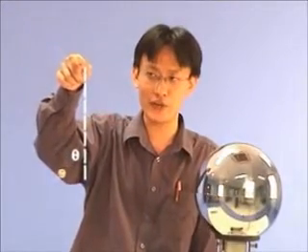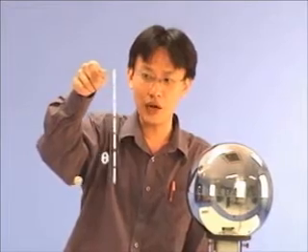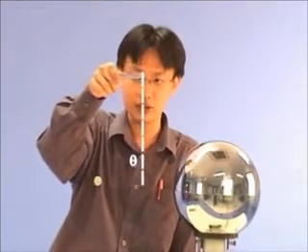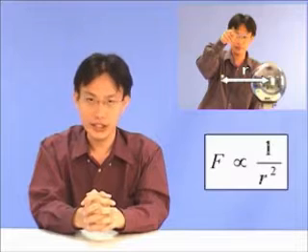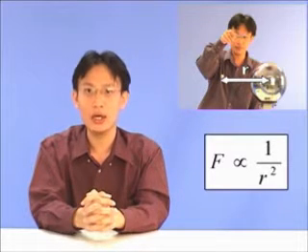Okay. Next, we are going to observe how the force depends on the distance between the two spheres. As I move the ball nearer and nearer to the Van de Graaff generator, notice how the angle of tilt changes. When the distance between the two charges is smaller, electrostatic force becomes larger. In fact, the force is inversely proportional to the square of the distance between them.